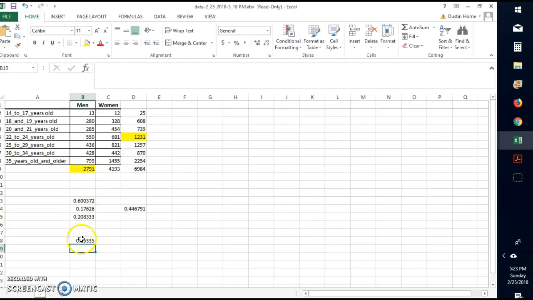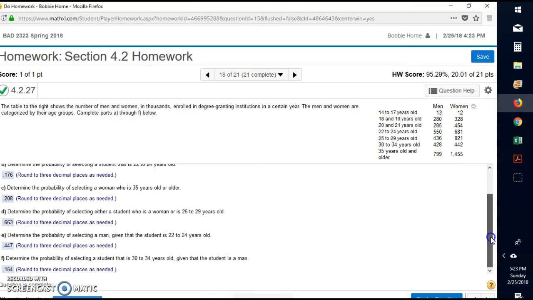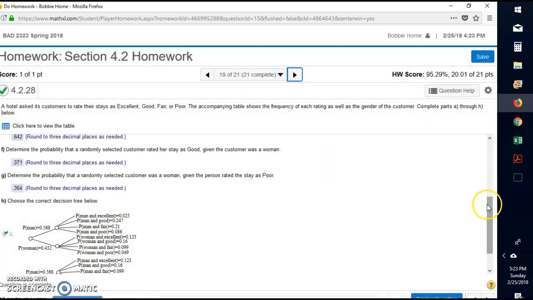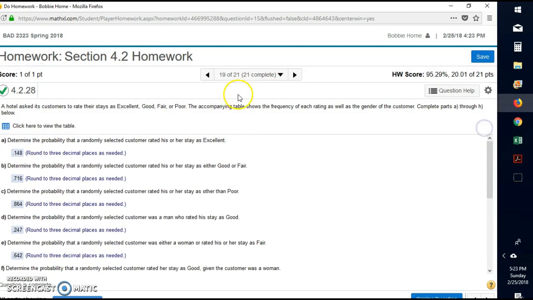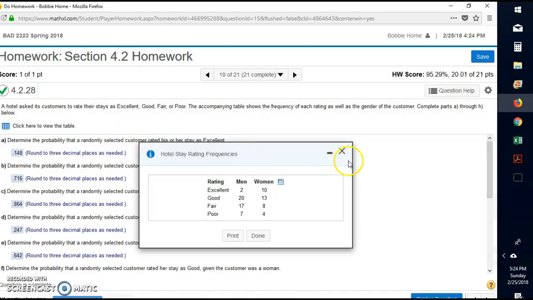Let's make sure I sum this up right. Let's try it again. So 30 to 34 years old divided by 2791, 0.153. I will clear that up in the next video. I'm not sure why I got 0.154. I'm probably just overlooking it. But that should give you a good start on 4.2, those few problems. And I believe 19 is very similar to problem 18. You can open this in Excel and work it very similar to what we just did.